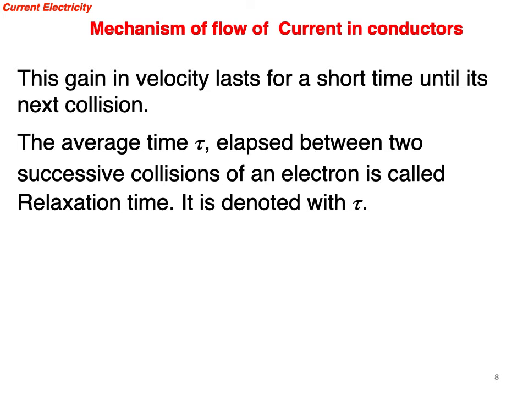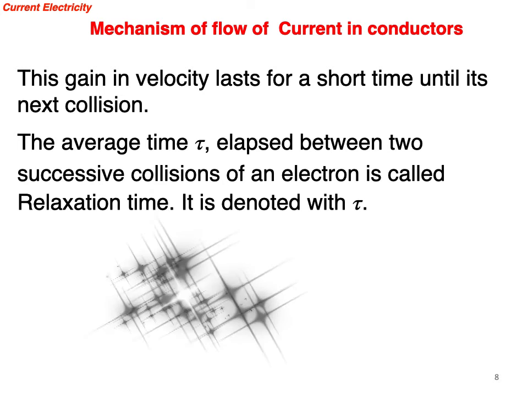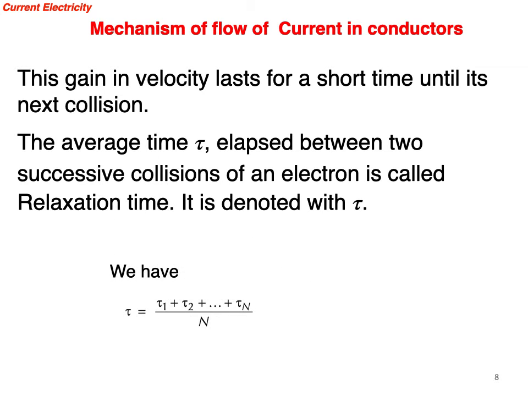So between two collisions, the electron is free. This time varies from one electron to another. The average time elapsed between two successive collisions of an electron is called relaxation time. We denote it by tau. We have average time equal to (tau 1 plus tau 2 plus ... tau n) over n, where tau 1, tau 2, etc. denote the free time of individual electrons and tau the average time.